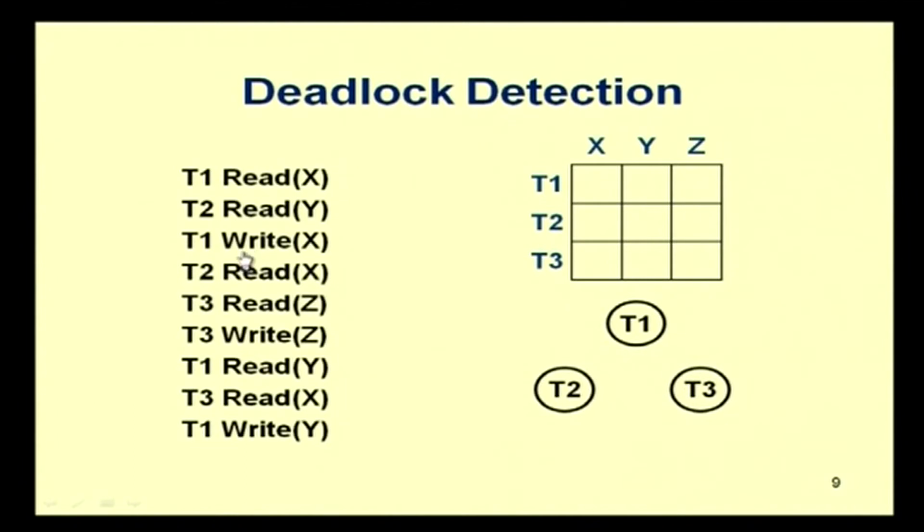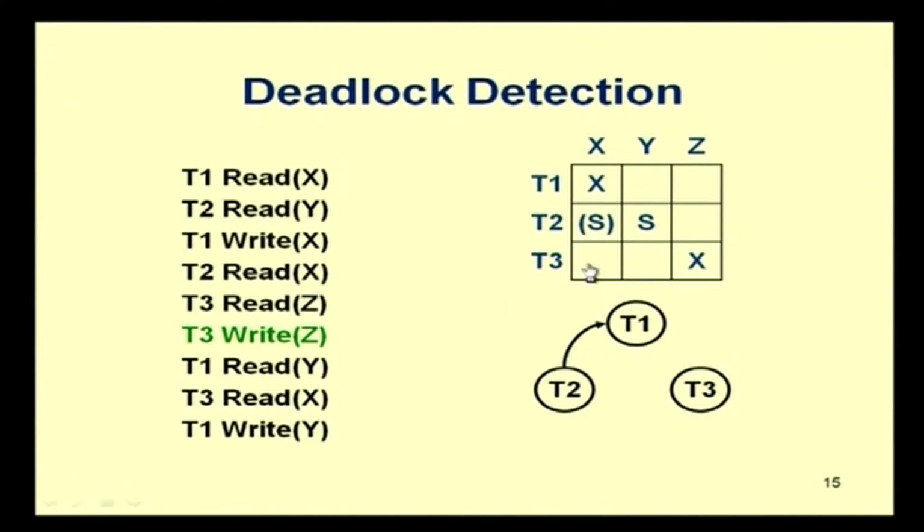Depending on whether it is read or write, I have an S lock or an X lock. First, transaction T1 is reading X, so it requires an S lock. Now, transaction T2 is reading Y, so it requires an S lock again. Now, T1 is writing X, so this S changes to X here. Now, T2 is reading X. Okay. When T2 is reading X, it requires a shared lock, but it cannot get one, because T1 already has an exclusive lock. So, it is waiting. Now, T3 is reading Z, that it can do, so it gets a read lock. Now, T3 is writing Z, that is also fine, it changes from S lock to X lock.